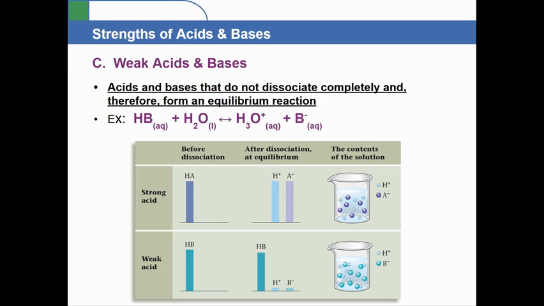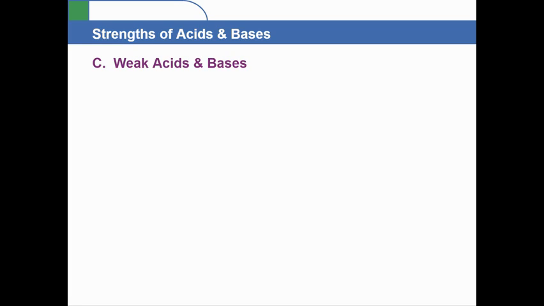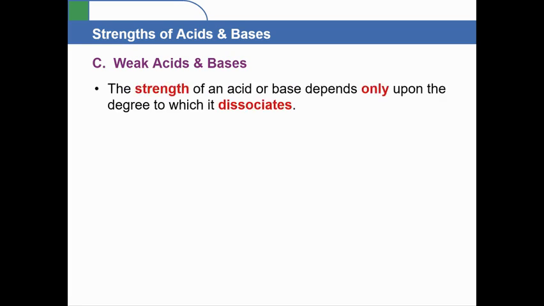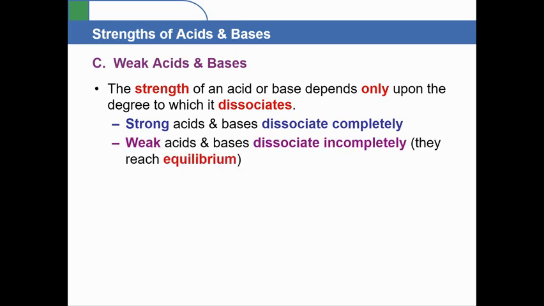But with a weak acid, before it dissolves in water you have a certain amount, and then you still have a lot of that same acid in solution, and it's only dissociated slightly to form some hydronium and some ions. Now, the strength of an acid or base only depends upon the degree to which it dissociates. Strong acids and bases dissociate completely. Weak acids and bases dissociate incompletely, i.e., they reach equilibrium.